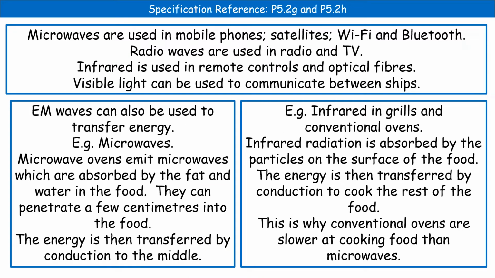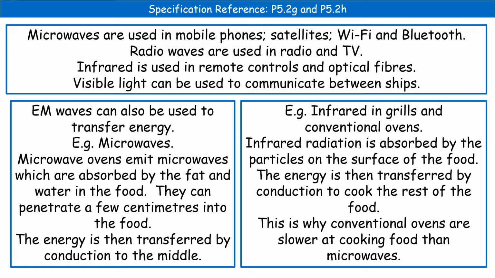We need to understand a range of uses of these different electromagnetic waves then. First of all, microwaves. You are familiar with microwaves and their uses whether you know it or not. I would hope we could all say that microwaves are used in a microwave for cooking. It's not just a lie, the name is accurate. But they're also used in your mobile phones, satellites, Wi-Fi, Bluetooth, all of those are microwaves. Radio waves, radio and TV, infrared in your remote controls and in optical fibres, and visible light we can use for communication, such as between ships.